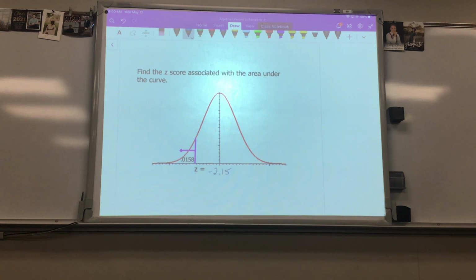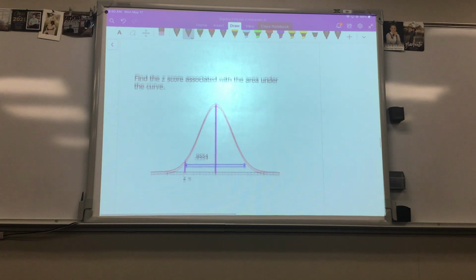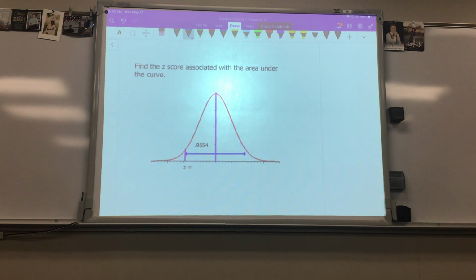Okay, so if I give you the area to the left of it, it's pretty easy, right? You literally just look it up and it's done. You just write down that z-score. Now, what if I was to give you the area to the right though?